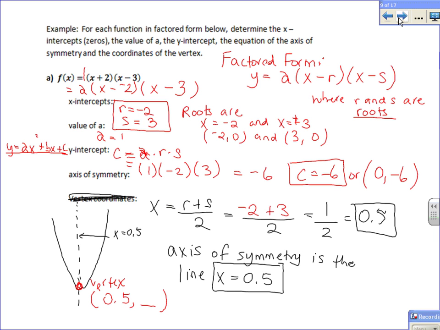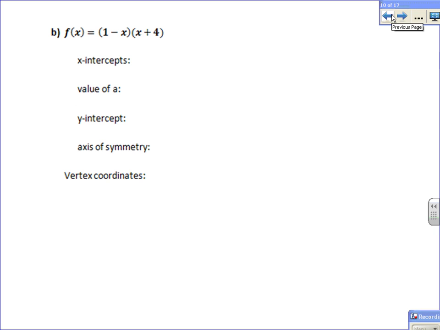Okay. Let's do one more question here. I wanted to give you one that's slightly different. Here you see f of x, which by the way is the exact same as y, equals 1 minus x, times x plus 4. Remember that f of x is just function notation. It's just another way to write y. I have this equation here, and I want to use this equation in factored form to find all of the same things that I did in the last example.